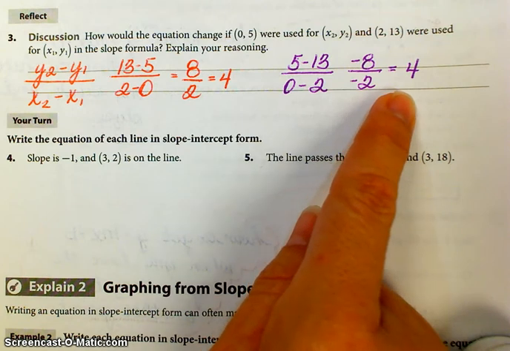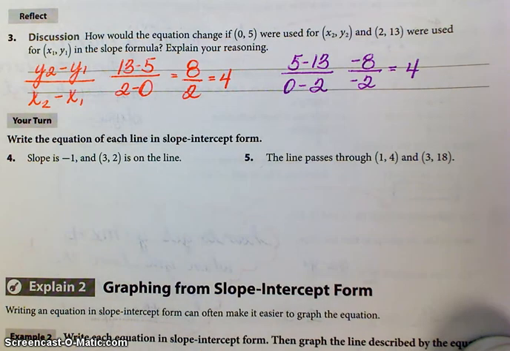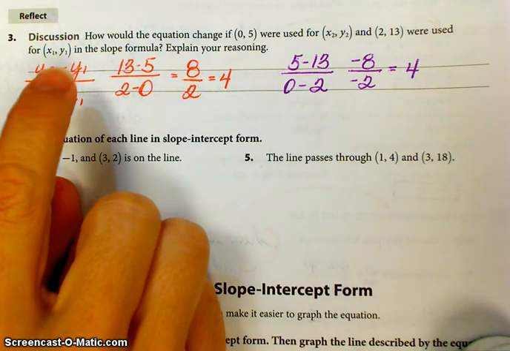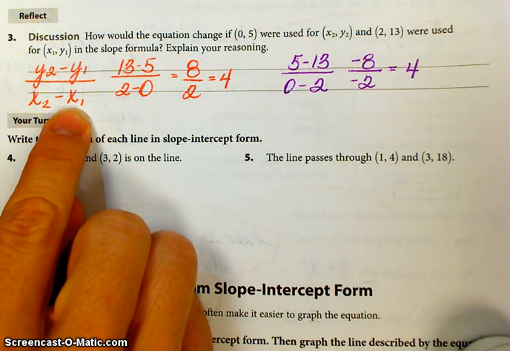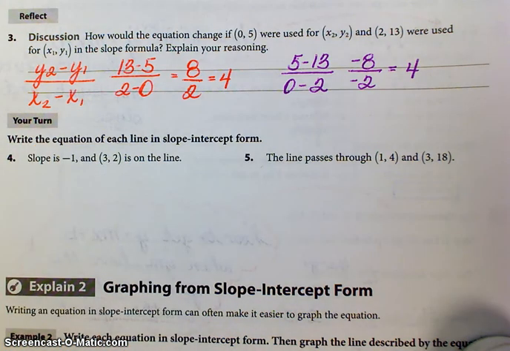Okay? The only thing about calculating slope is you just need to make sure that you don't mix and match, that you don't put a y2 minus y1 on top and then on the bottom x1 minus x2, because that's not okay. It's got to be y2 minus y1 over x2 minus x1, or it's got to be y1 minus y2 over x1 minus x2. They've got to both be paired the same way.